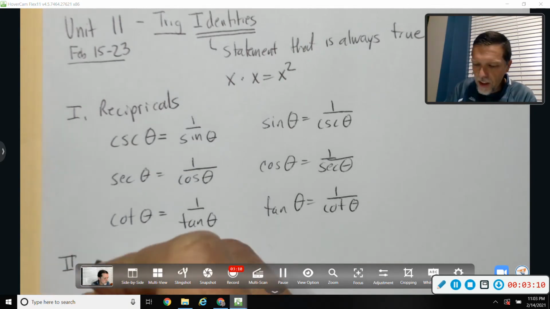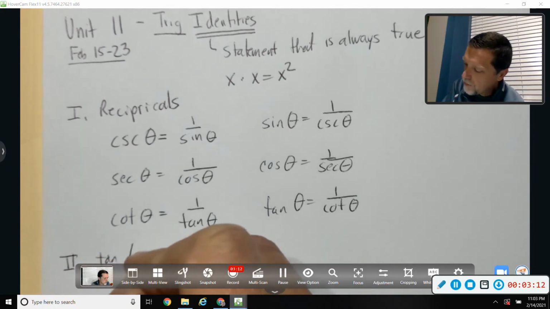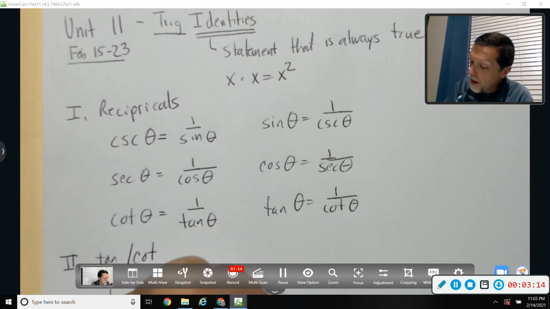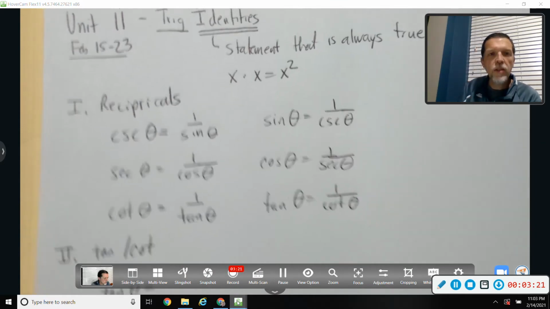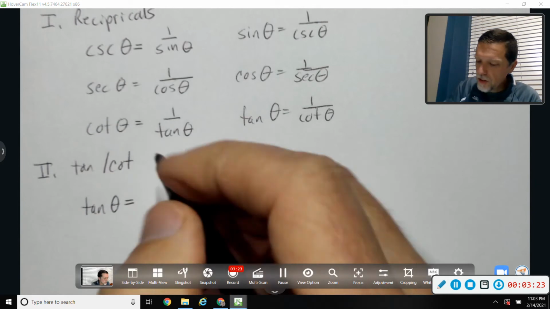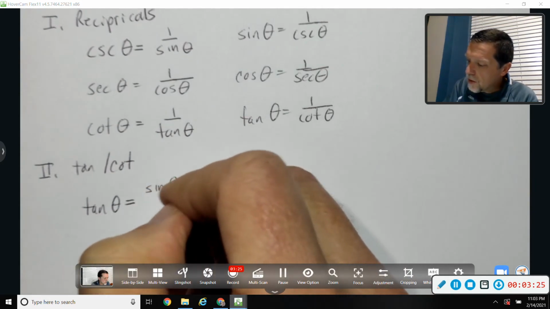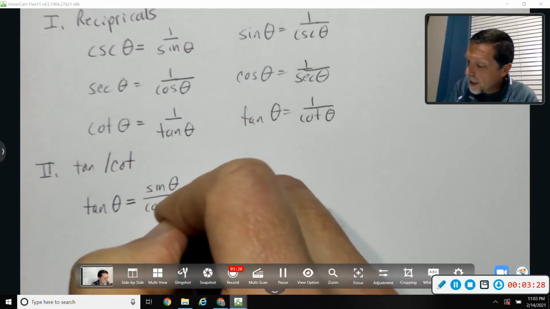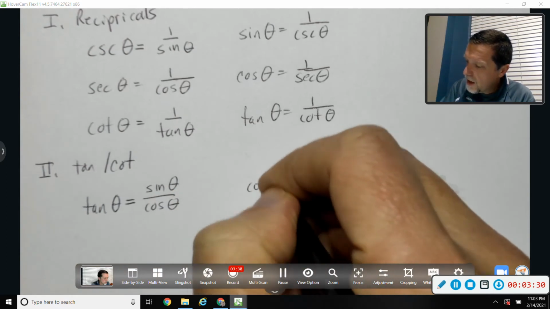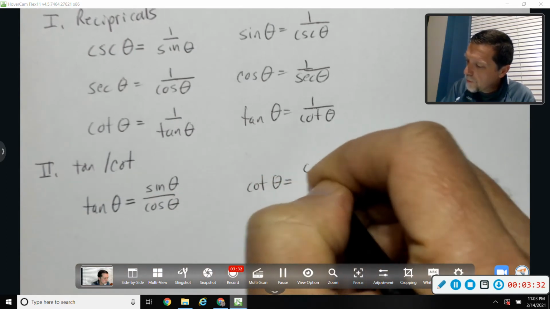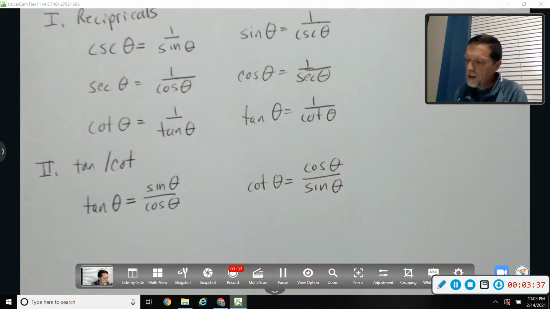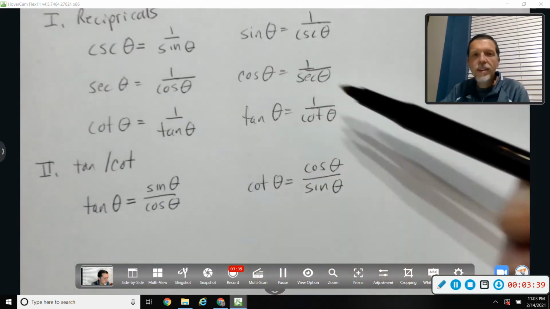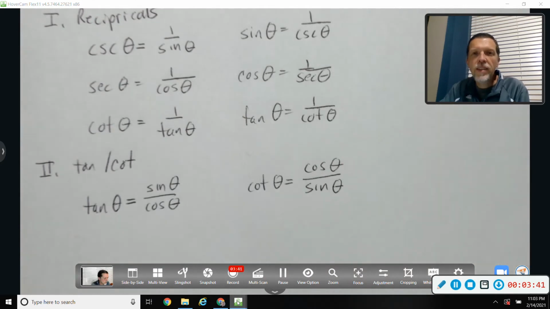The second set are tangent and cotangent. You know these already as well, I think. Tangent, if we think unit circle, although some people remember it as y over x, which is fine, is also sine over cosine. And so it's really helpful to know today that tangent is sine over cosine, and that means that cotangent is cosine over sine. So those are 8 trig identities, 8 statements that are always true.